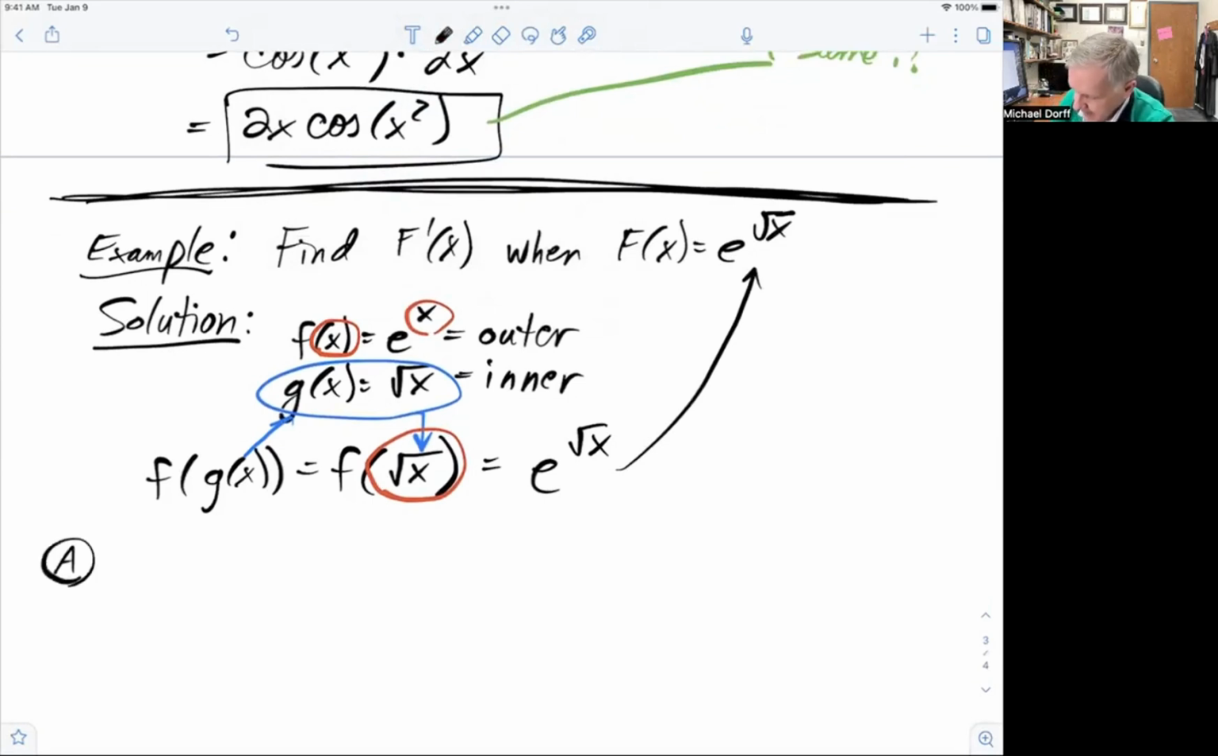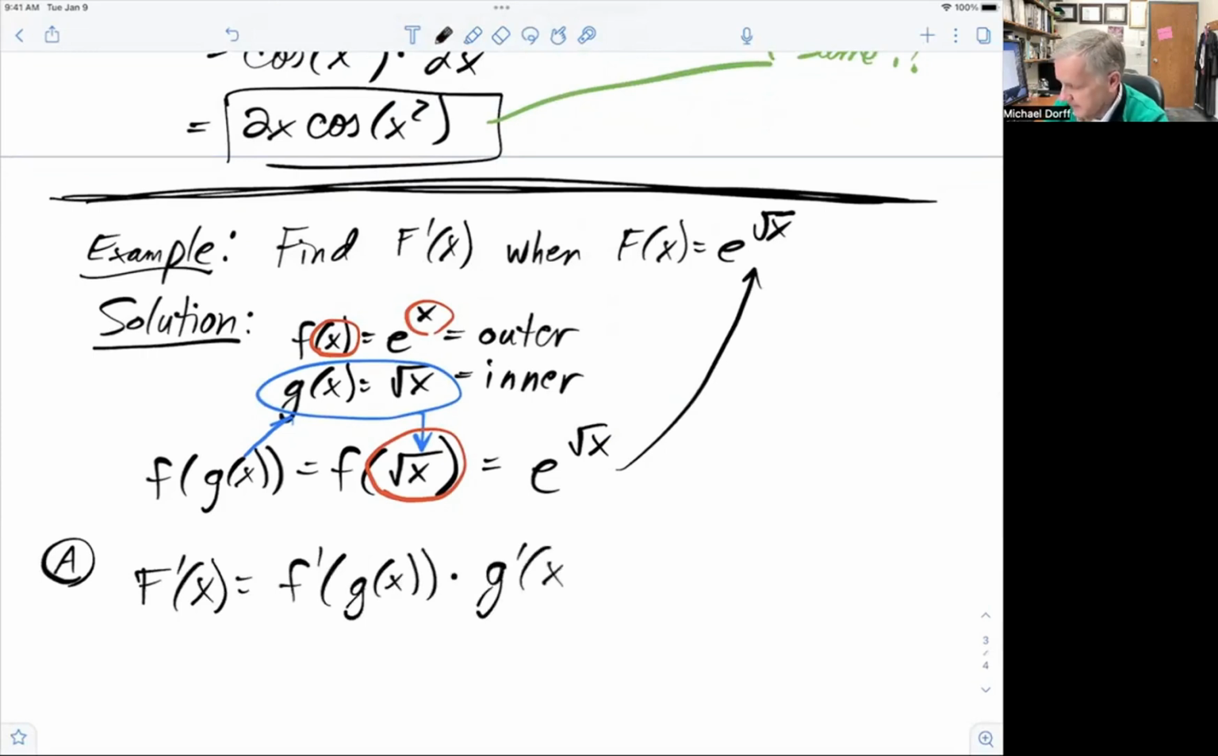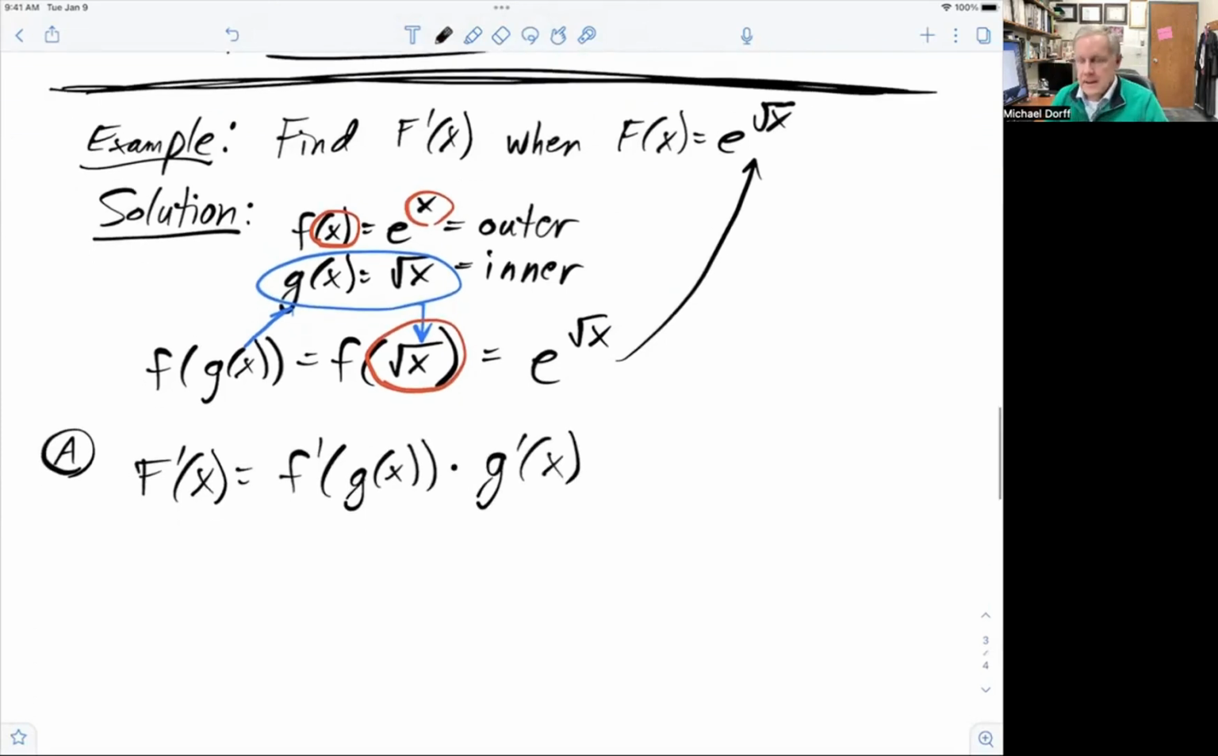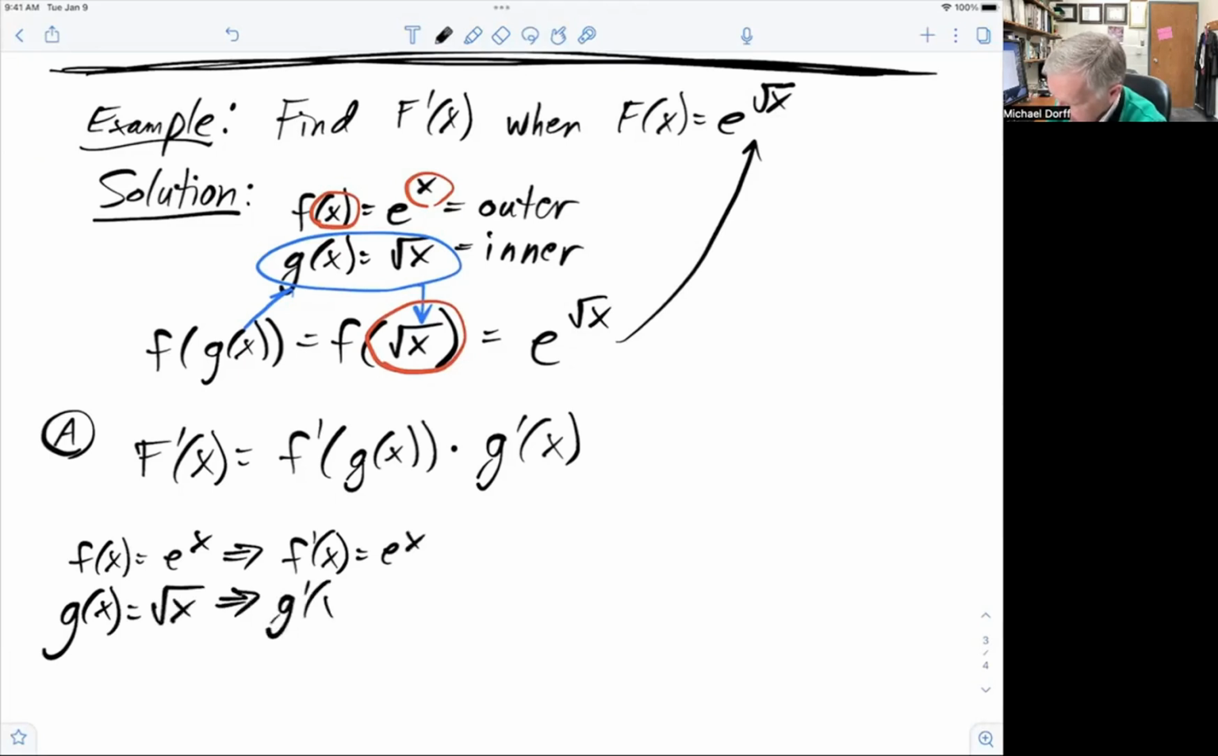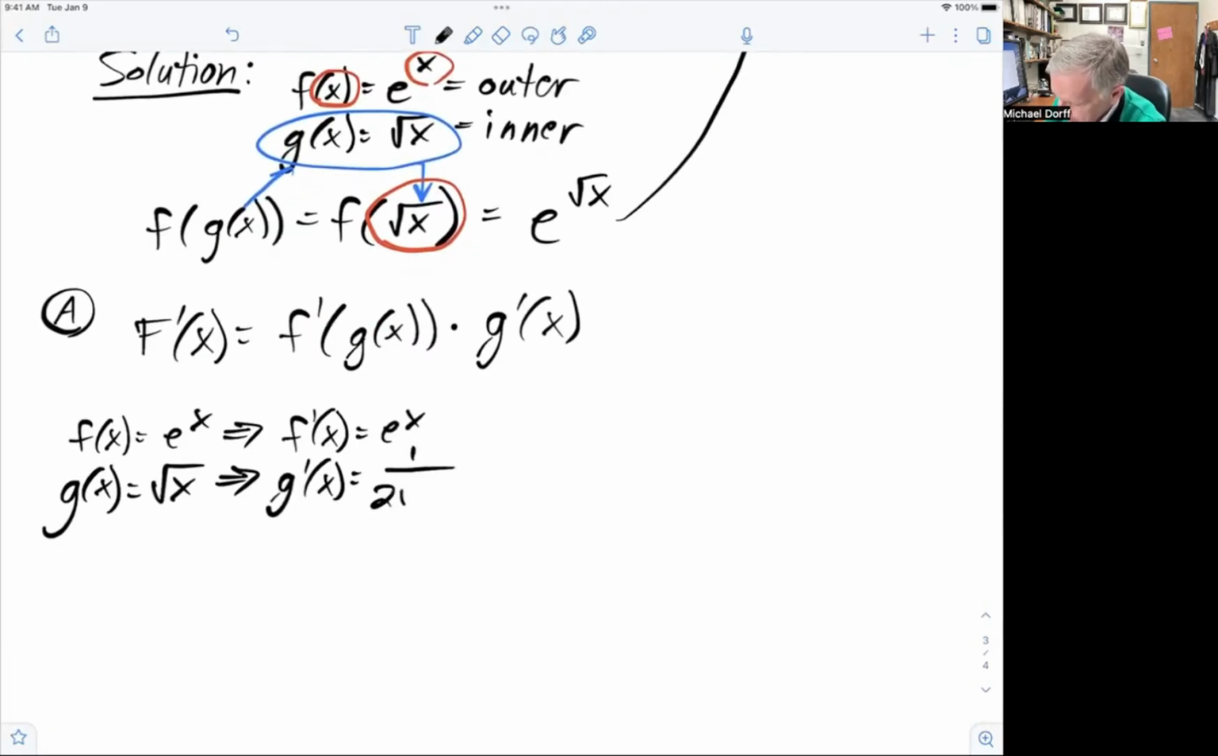So that's what I'm going to use. If I'm doing method A, then the derivative is going to be little f prime evaluated at g times g prime of x. That's the idea in that pink box at the very beginning. So if f is e to the x, then the derivative of that is e to the x, because that's the same. And g of x is square root of x. What is its derivative? Well, it will be 1 over 2 square root of x.